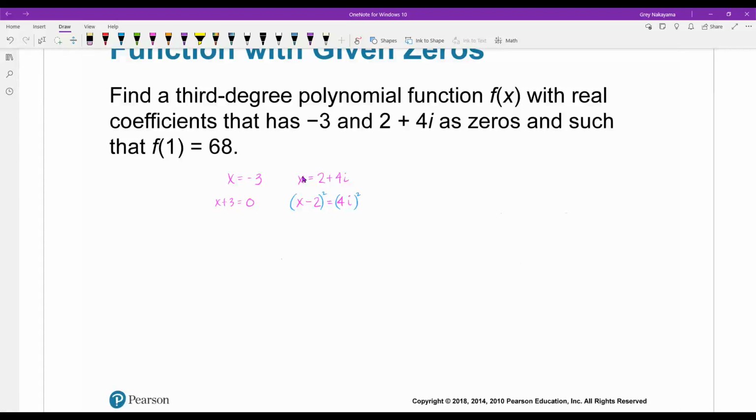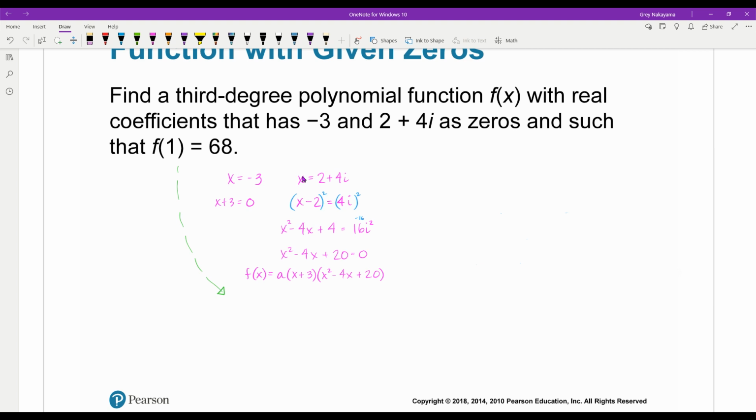Then I'm going to square both sides. And if you remember our PST, perfect square trinomial, this is going to become 3 terms. x squared minus 4x plus 4 equals 16i squared, which is the same as negative 16 because i squared equals negative 1. So I'm going to add 16 to both sides and get x squared minus 4x plus 20 equals 0. Now, because they told me f of 1 equals 68, I've got to remember that a value in front when I put my factors together of x plus 3 times x squared minus 4x plus 20.